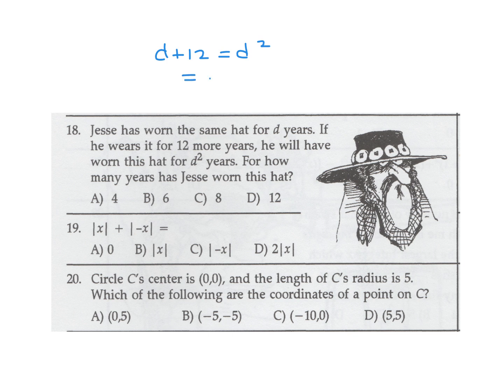Shouldn't be too hard. d squared minus d minus 12. Let's see if that factors. d minus 4, d plus 3, and negative, positive. So therefore d is equal to 4. And therefore number 18, the answer is B.